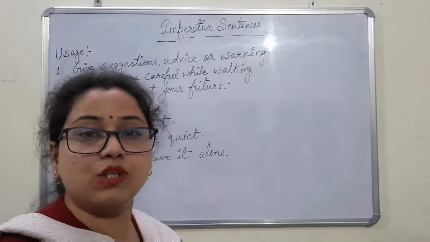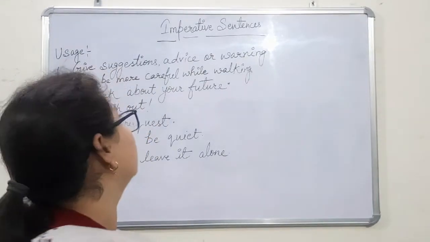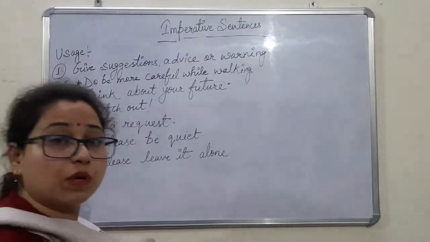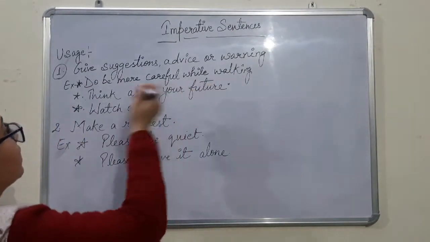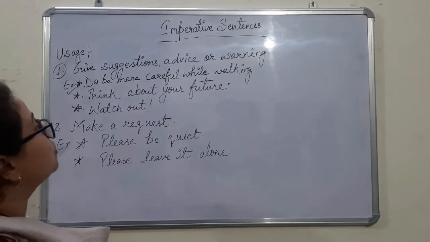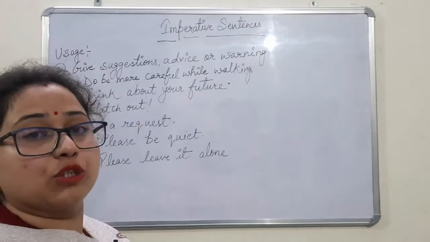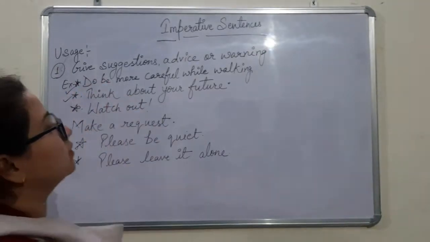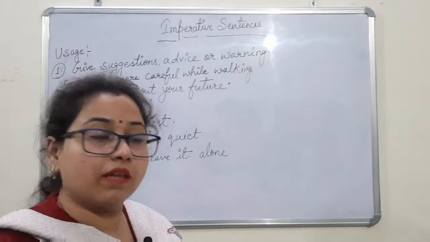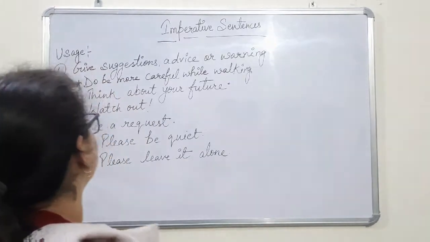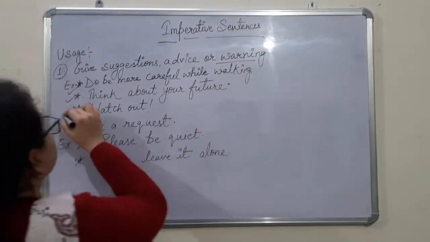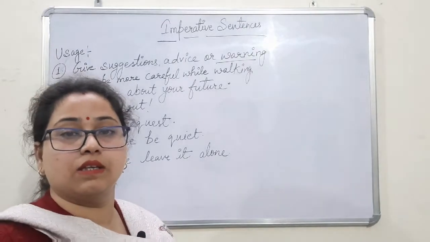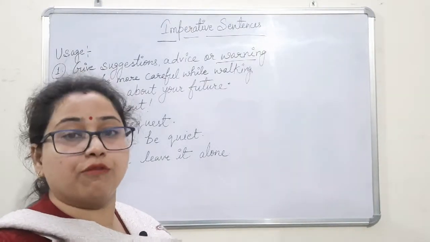Here are some usages of the imperative sentence. Usage number 1, give suggestion, advice or warning. Like suggestion, do be more careful while driving, do be more careful while walking. Like advice, think about your future, think about your parents. Then warning, like watch out, there is a hole inside, watch out, walk carefully.